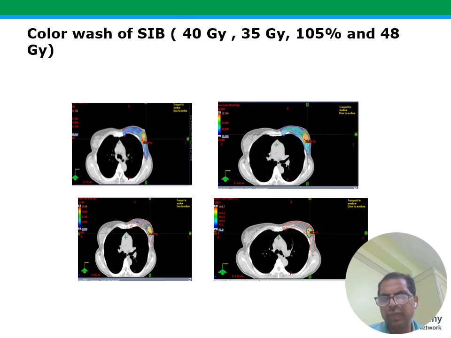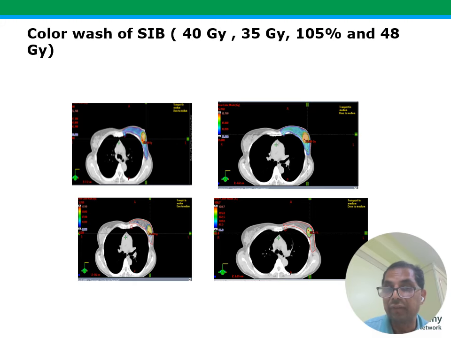So what we do is, you could easily do it the way IMPORT HIGH has done it. What we do is we try to make the process a bit simple. We define the surgical bed with 5 mm margin as the 48 gray volume, and the rest of the breast we give 40 gray in 15 fractions. So you can see this is the dose cloud of 40 gray. And we usually get 95-95, but we accept 90-90 also to achieve dose homogeneity.